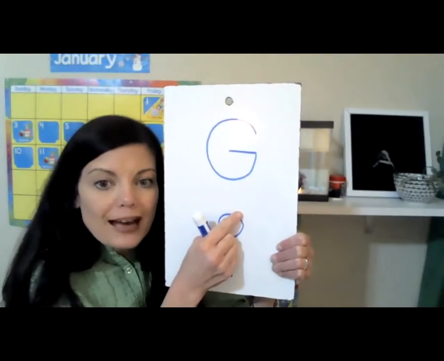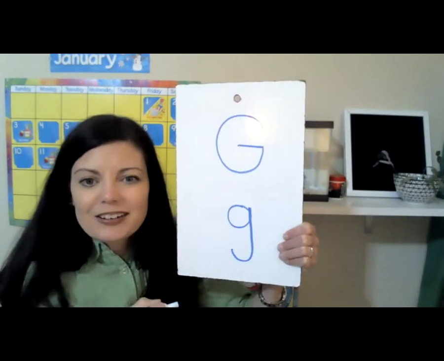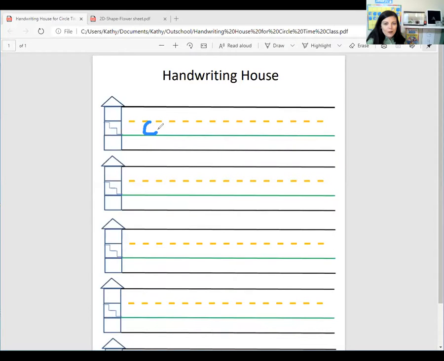Go all the way back to the top and then come down with your cat's tail. Okay, so let's see what that looks like on the handwriting house, okay? This is a little letter, but it's a teenager letter, so it's gonna hang out down in the basement. There's my ball, and then I'm going to make that cat's tail.